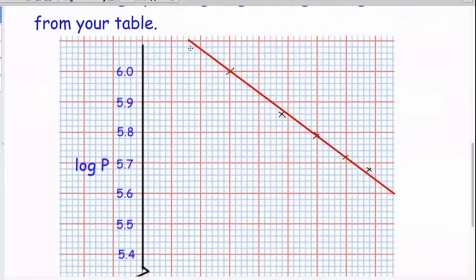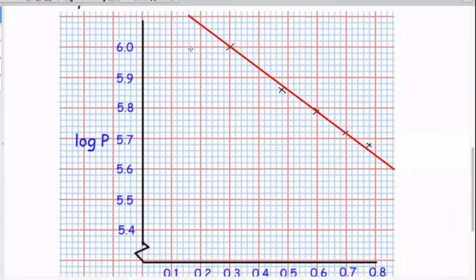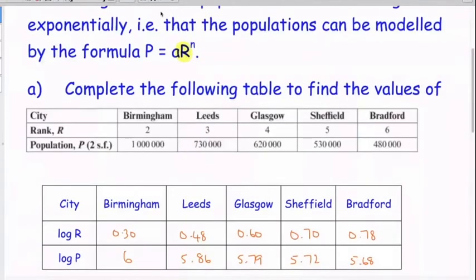What else have they asked us to do, though? So we've plotted the numbers. It then says, use your graph to work out what those values of A and N are actually going to be. So we're suspicious that our data fits this form. We've confirmed that our data fits this form by logging both sides and seeing that there's a straight line. So now that we've confirmed that it can be written in this form and that that model can be used accurately, maybe to predict other ranks or other populations, we can now work out these values so that we have a useful equation to use.